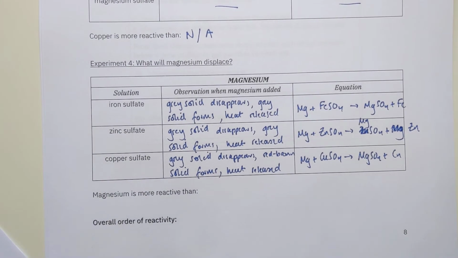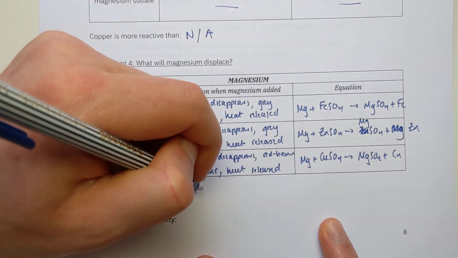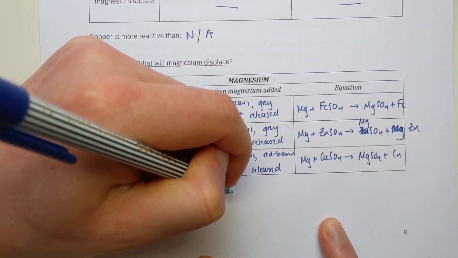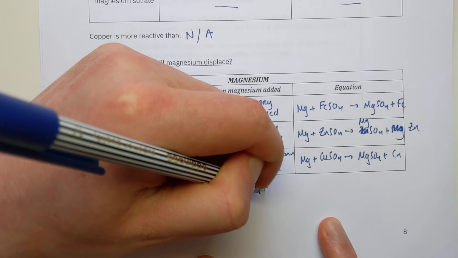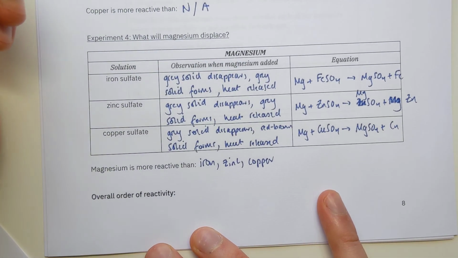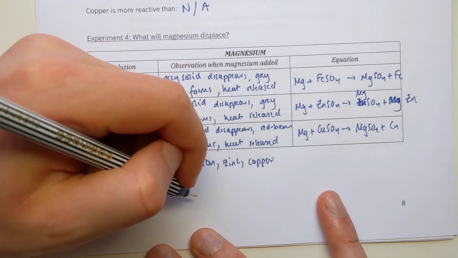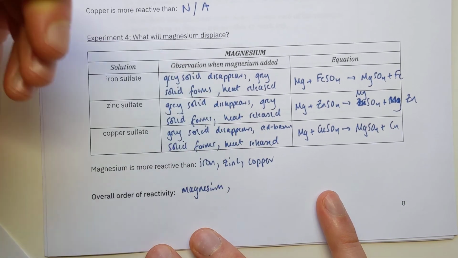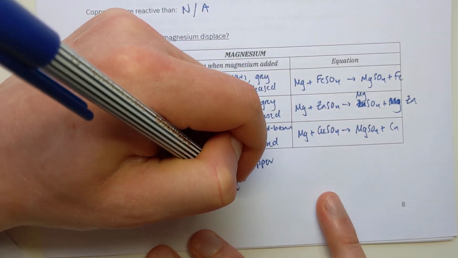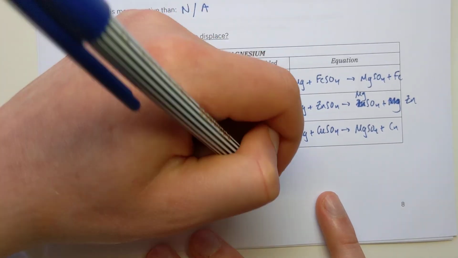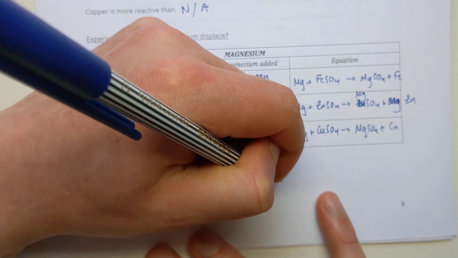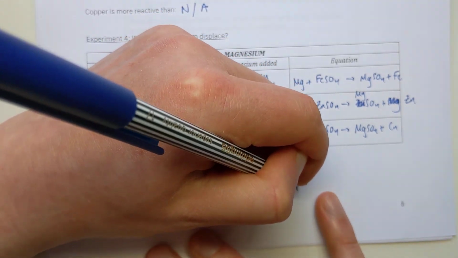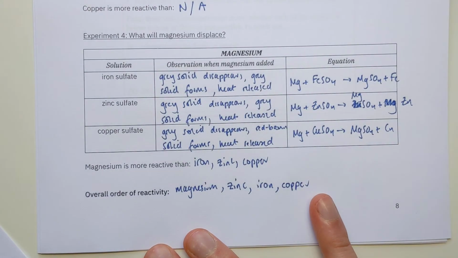So from this I can work out that magnesium is more reactive than all of them, it's more reactive than iron, it's more reactive than zinc, it's more reactive than copper. Putting all those findings together, I can work out the overall order of reactivity. I know the most reactive clearly is magnesium because it displaces all three. I know that second most reactive is zinc because it's able to displace iron and copper. I know the third most reactive is iron because it's only able to displace copper. And I know copper is least reactive because it's not able to displace anything.